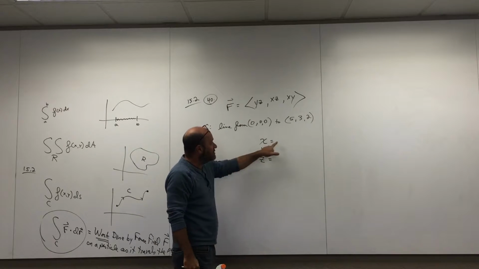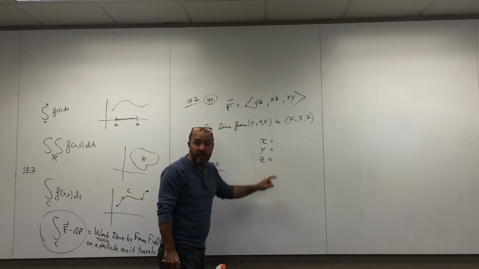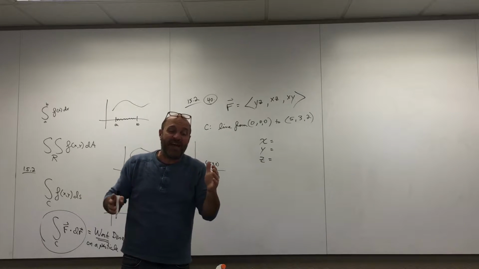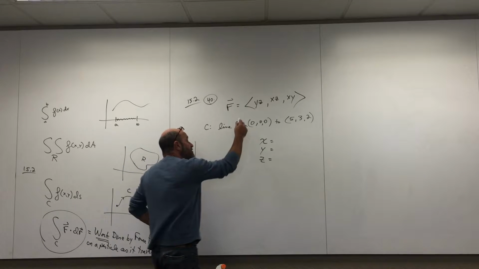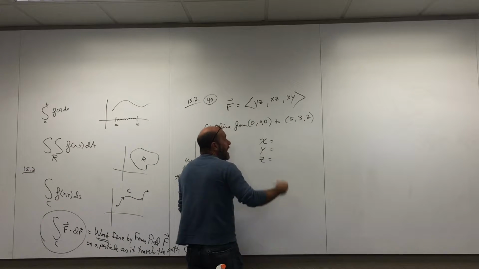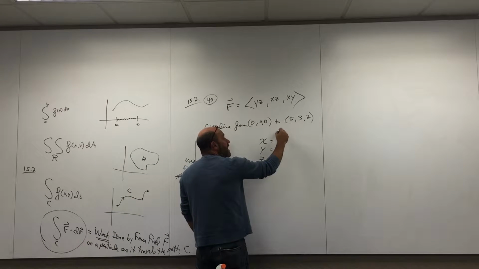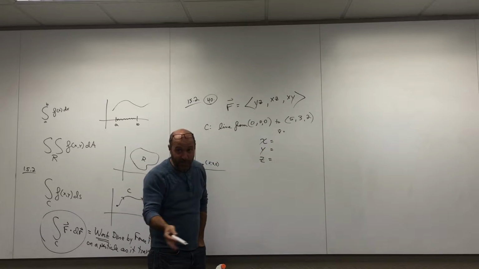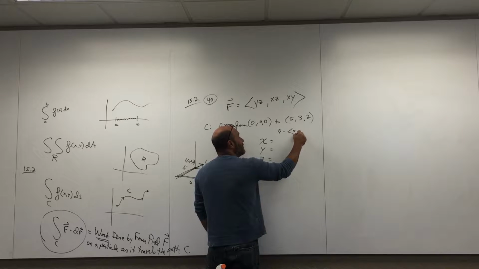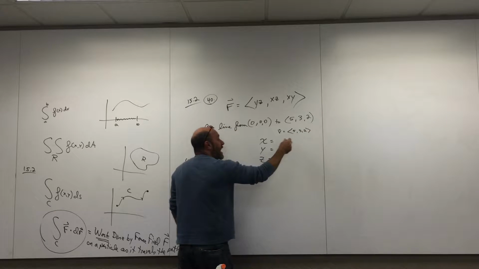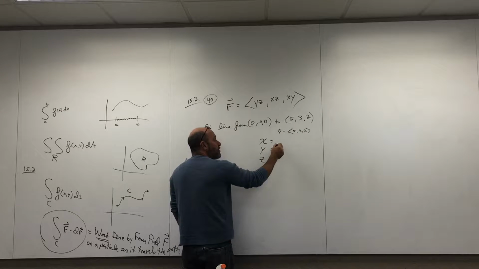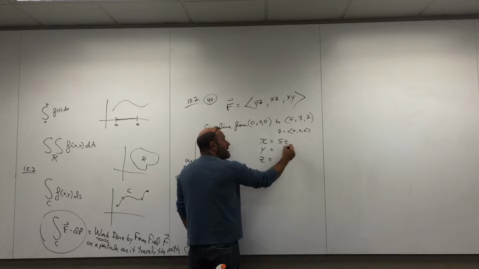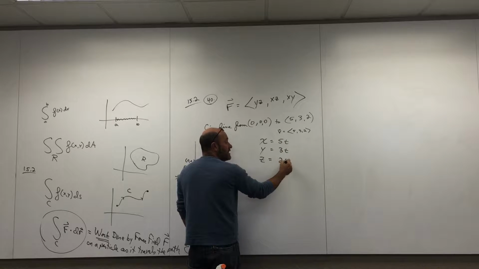You know what? I think I'll pick 0, 0, 0 as my point. And then what I needed was a parallel vector. Well, if my line goes from 0, 0, 0 to 5, 3, 2, I think a good parallel vector would be the vector that goes from 0, 0, 0 to 5, 3, 2, which would be the vector 5, 3, 2. And so that would be 5t, 3t, and 2t.